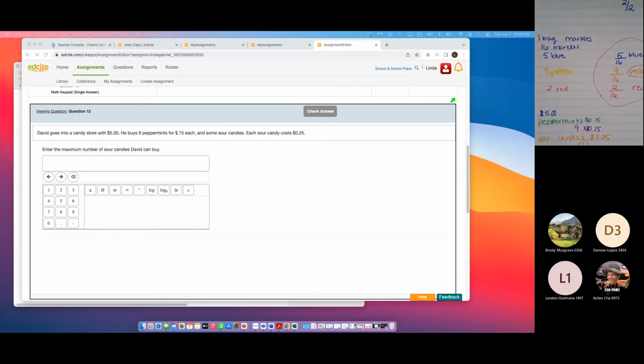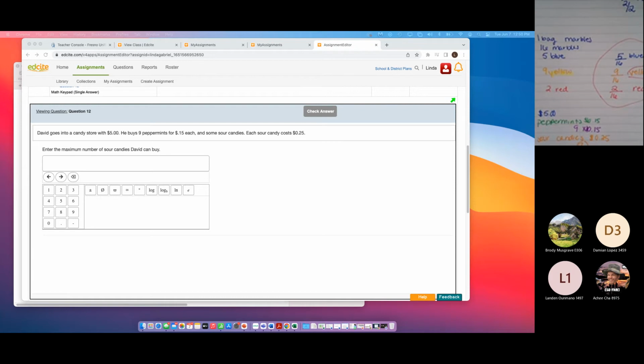All right, so $5 is equal to $1.35 plus 0.25x, and I need to isolate x so I can figure out how much that is, right? So I need to subtract $1.35. It's going to help me isolate x and get this x value by itself. So $5 minus $1.35.